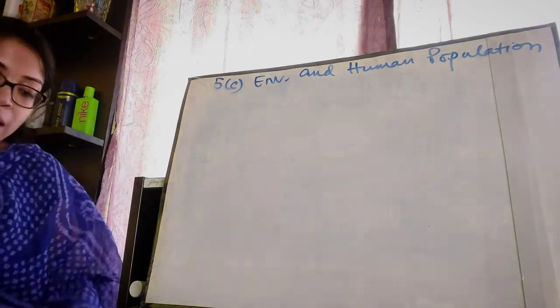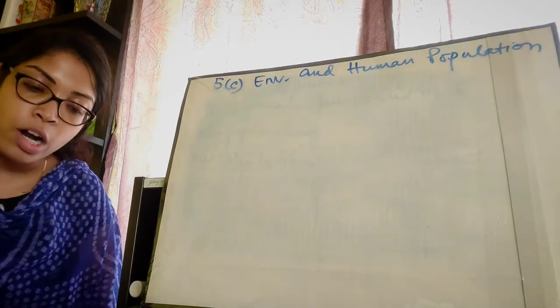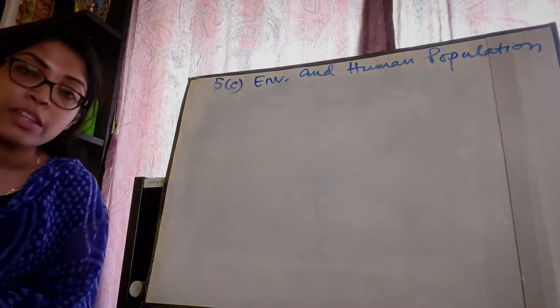So I have explained the consequences of overpopulation till point number 4. I will continue with point number 5 in the next video.